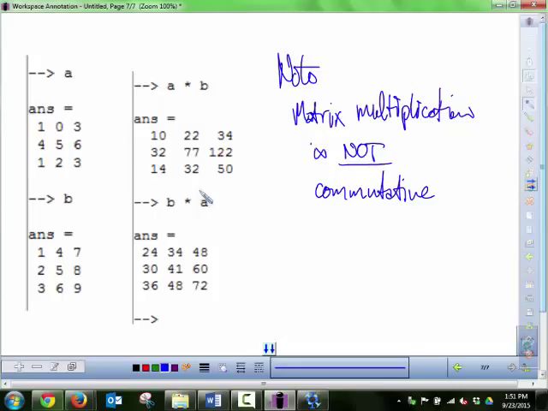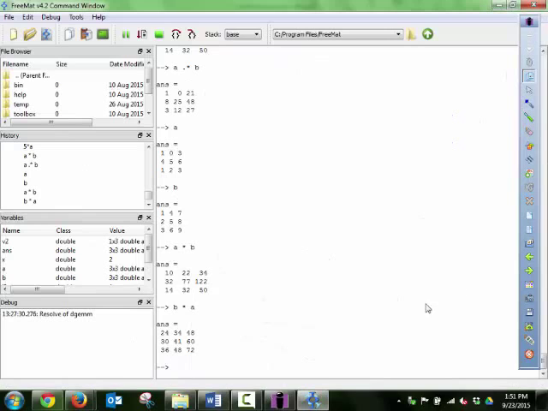Okay? Any questions? All right. Let's take a look at a couple more properties for matrices.